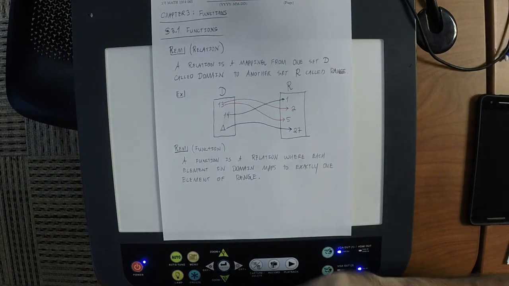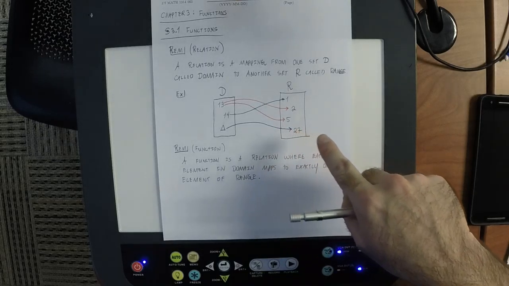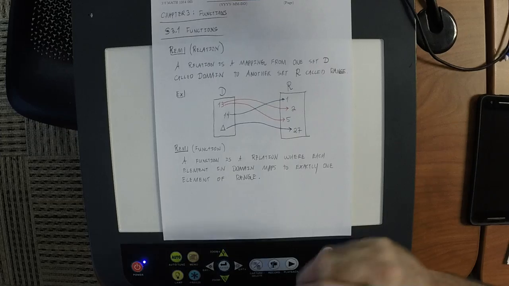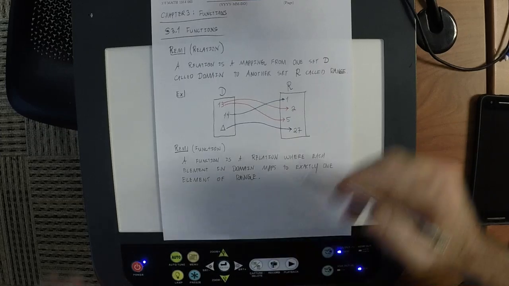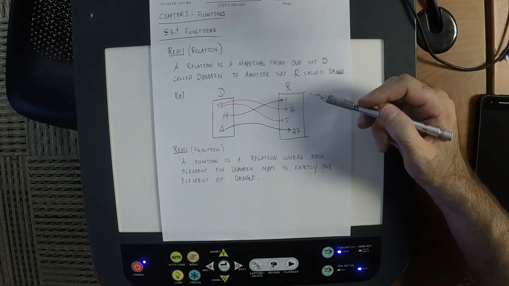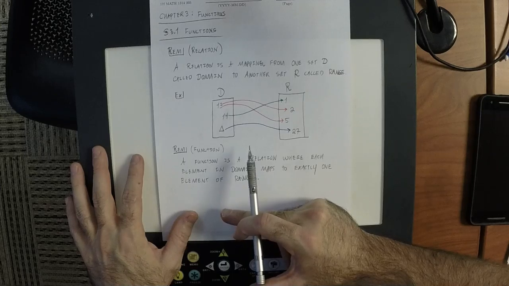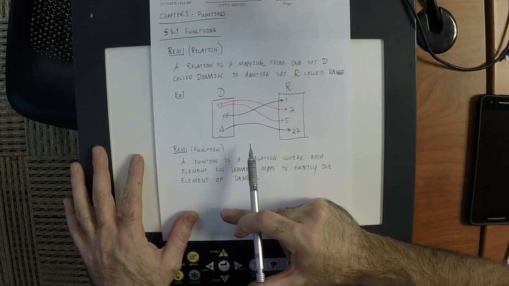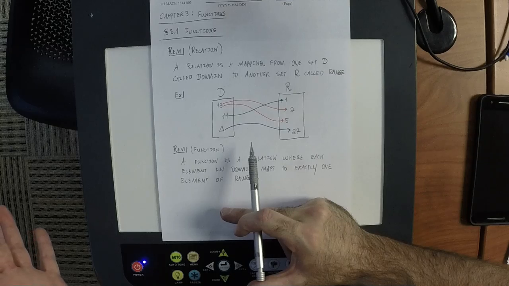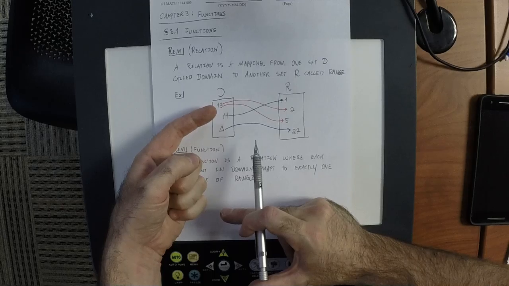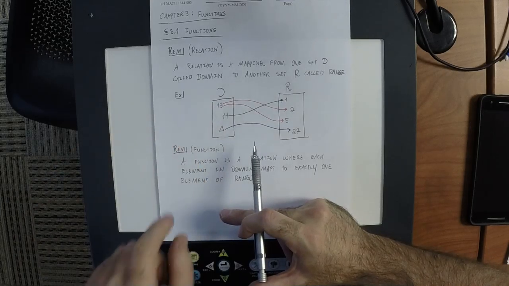Okay, so what that means is that if we were to do an arrow drawing like we did up here, that means that there has to be exactly one arrow leaving every element in the domain. There has to be exactly one. So this relation that I drew, all functions are relations, but not all relations are functions. So is this relation a function? No, it's not. Why is this relation not a function? 13 goes to 2 and 5. Two arrows leave 13. So this is not a function.